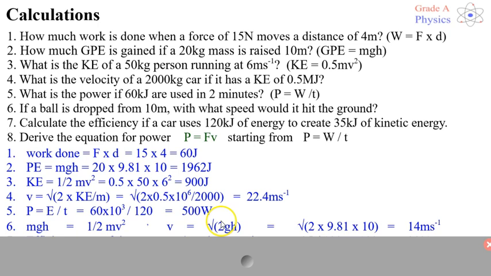per second. So this is very similar to if we used the Suvat formula, v squared equals u squared plus 2as, we would get the same answer. So it's the same physics in a slightly different format.